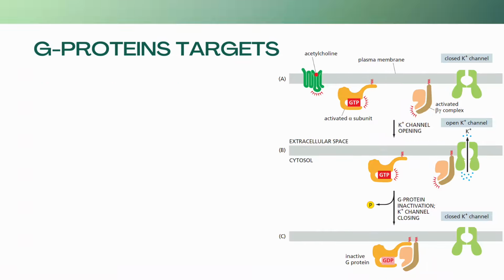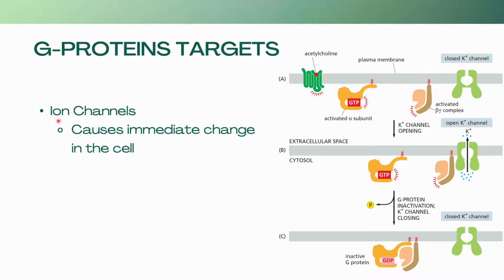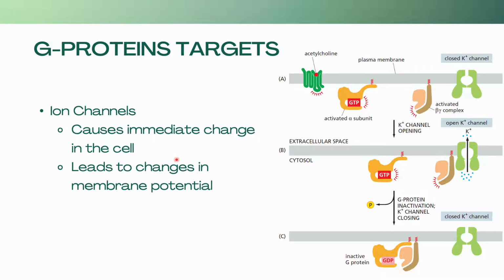Next, let's talk about the different G protein targets. As we mentioned earlier, once the G proteins become activated, they in turn can turn on other proteins in the pathway, or can affect other parts of the cell. The first target of our G proteins are ion channels. And these ion channels cause immediate changes in the cell because once they open, they allow ions to enter the cell or exit the cell and leads to changes in the membrane potential of the cell.